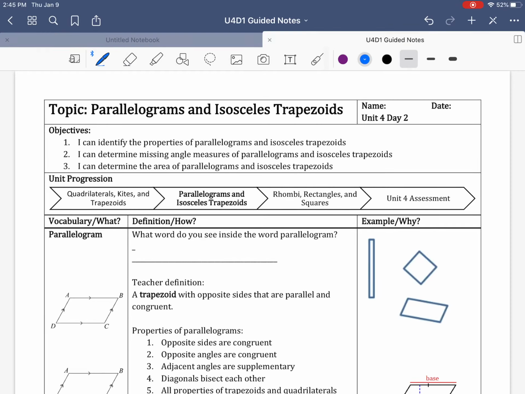Hey guys, today's topic is parallelograms and isosceles trapezoids, Unit 4, Day 2. We were going to identify the properties for parallelograms and specifically isosceles trapezoids. You'll be able to determine the missing angle measure of parallelograms and isosceles trapezoids, as well as determine their areas.